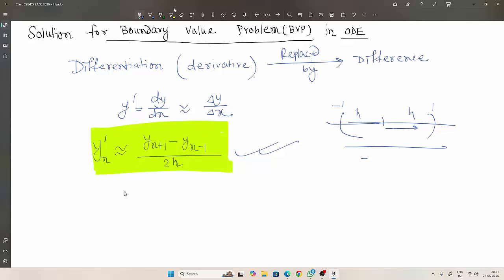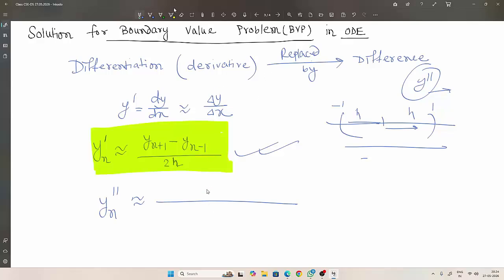Similarly, yn double prime, that means to replace the second order derivative. Second order derivative means y double dash. So to replace y double dash, y double dash at the point yn is approximately represented by, then what will it be here? This is the second order delta square y, no? This is the delta square y.